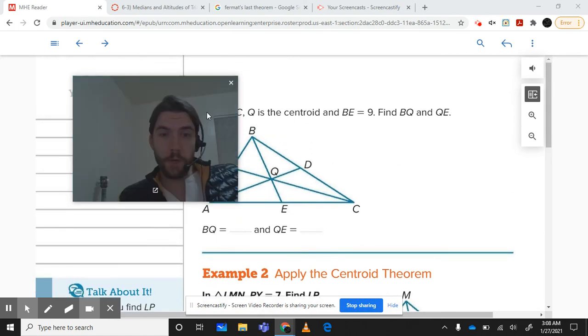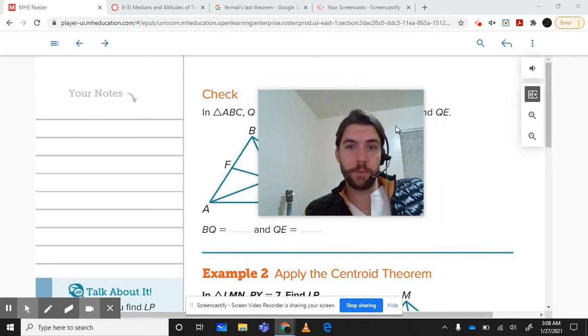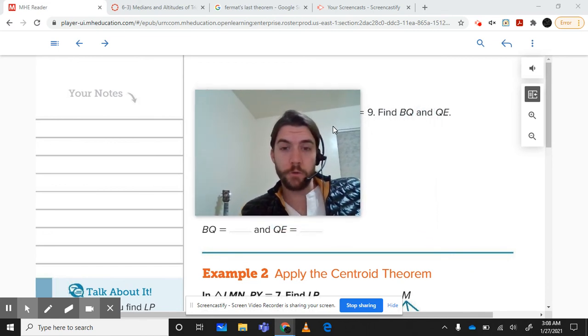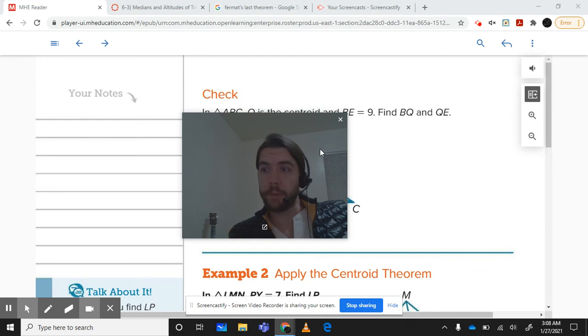Okay, so that's our main ideas for lesson 6.3, medians and altitudes of triangles. Hope that all makes sense.